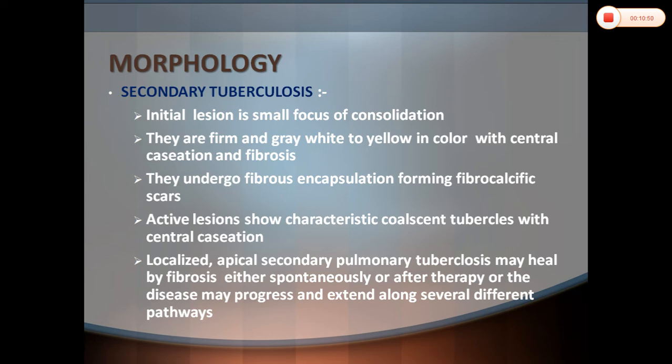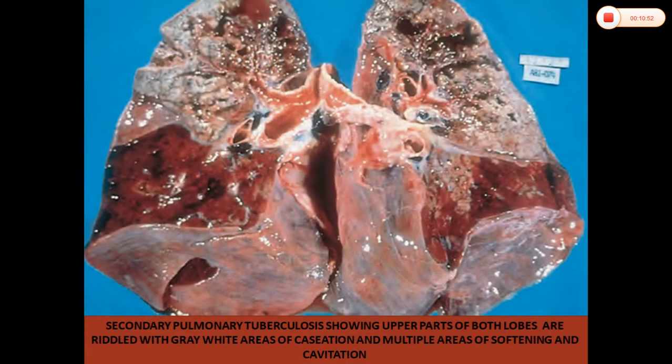And the disease can progress, extending into several different pathways. This is the secondary pulmonary tuberculosis showing localized destruction of lung parenchyma, the formation of cavities along with caseation and necrosis. Softening of lung parenchyma will be seen here.